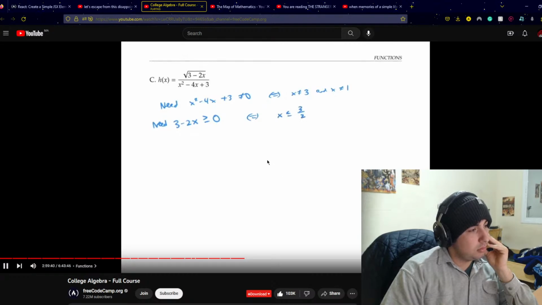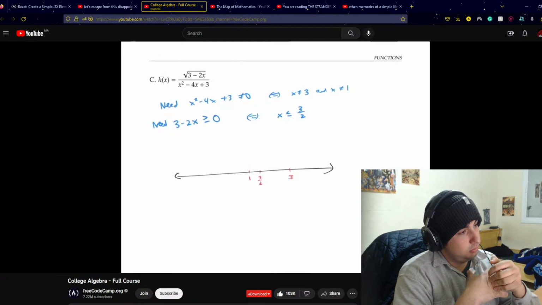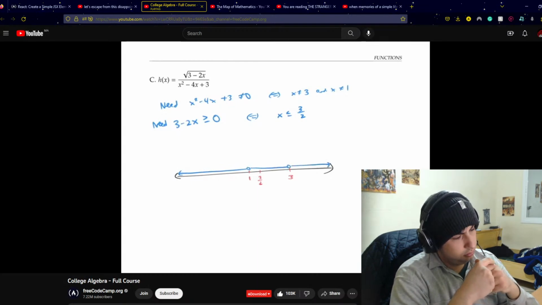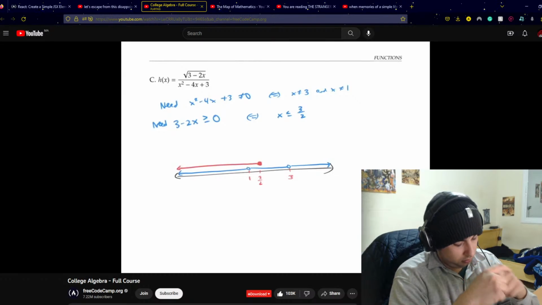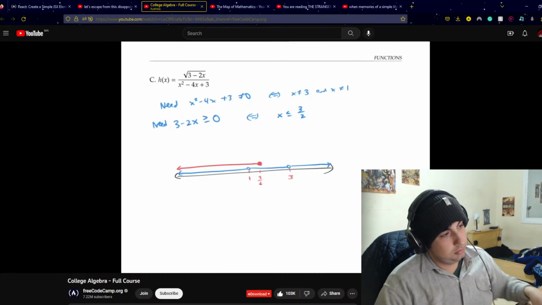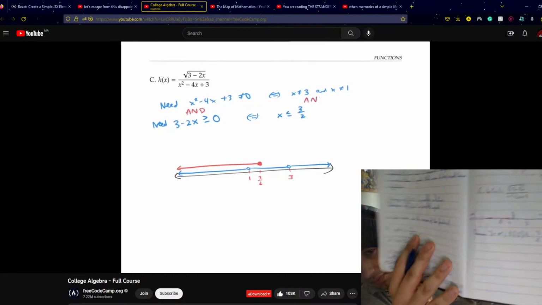Let's draw both of those conditions on the number line. X is not equal to 3 and x is not equal to 1 means we've got everything except those two dug out points. And the other condition, x is less than or equal to 3/2, means we can have 3/2 and everything to the left of it. Now, to be in our domain and to be legit for our function, we need both of these conditions to be true. So I'm going to connect these conditions with an and.